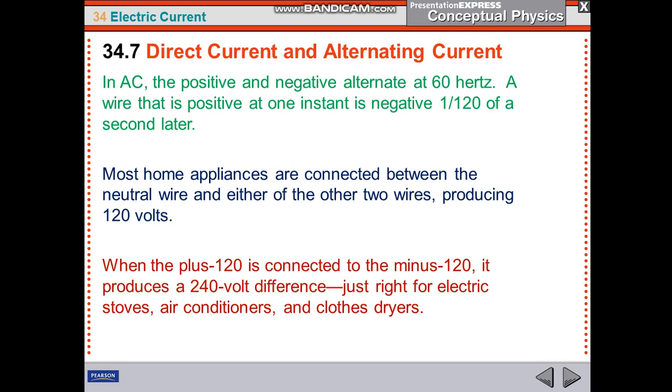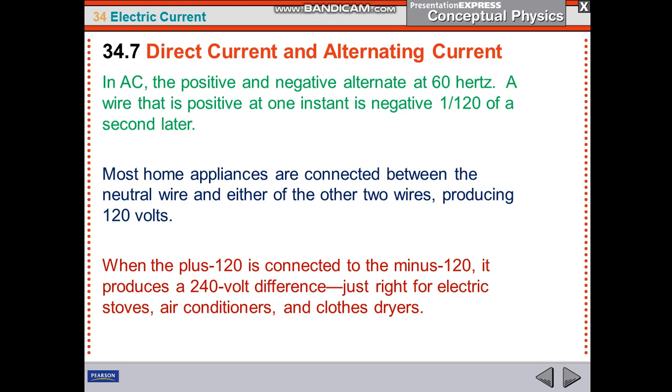In alternating current, the positive and negative alternate at 60 hertz. A wire that is positive at one instant is negative a moment later. So most home appliances are connected between the neutral wire and either of the other 2 wires, producing 120 volts. So for home appliances, one wire is neutral and another is connected with 120 volts. It can be negative 120 or positive 120, it doesn't matter.